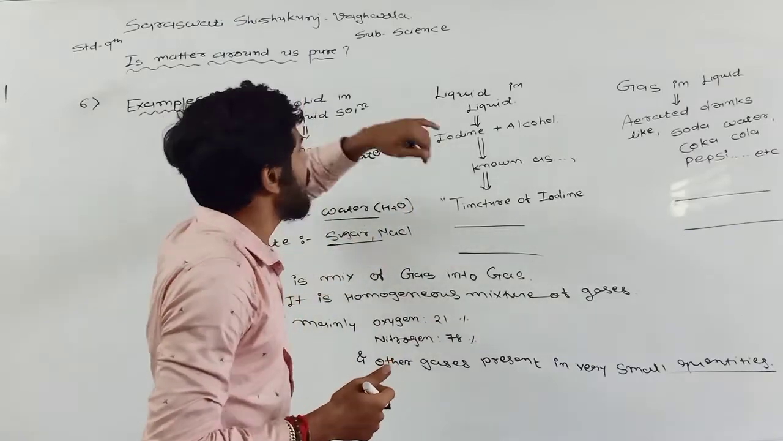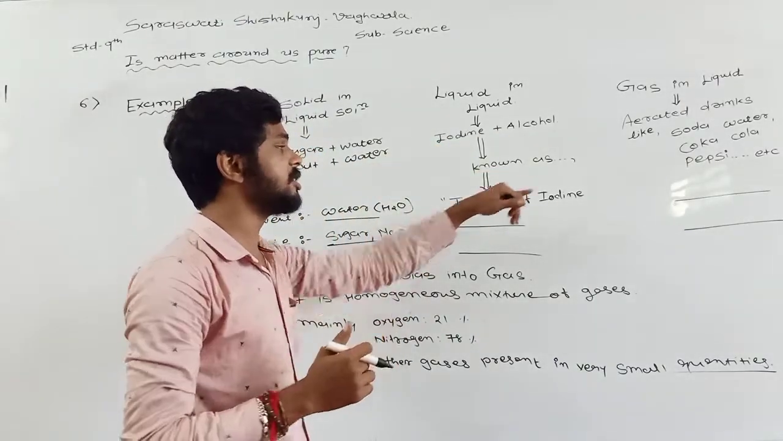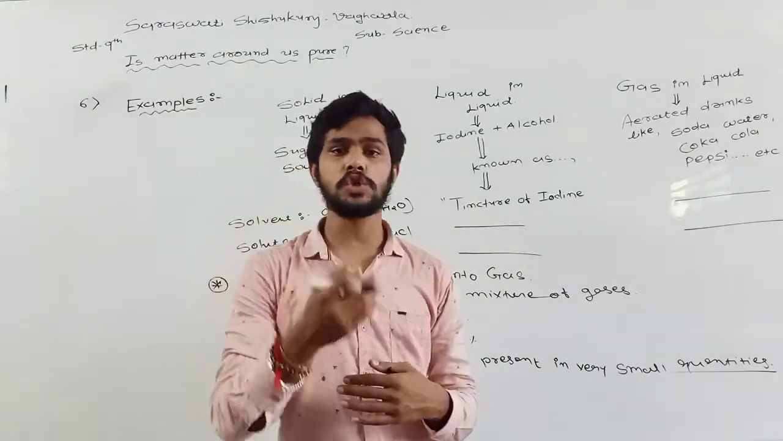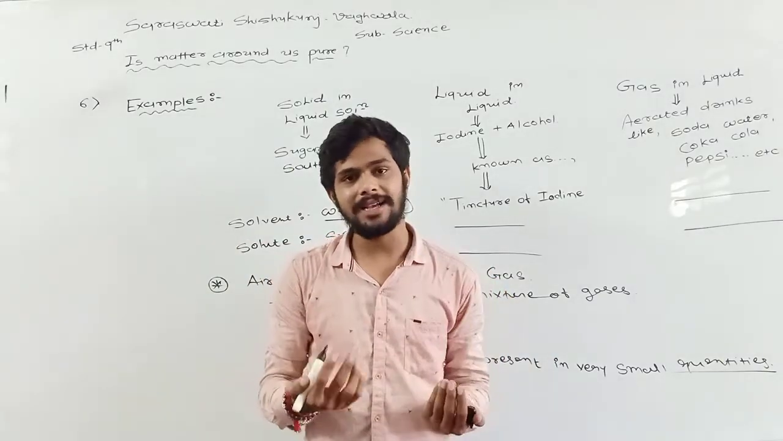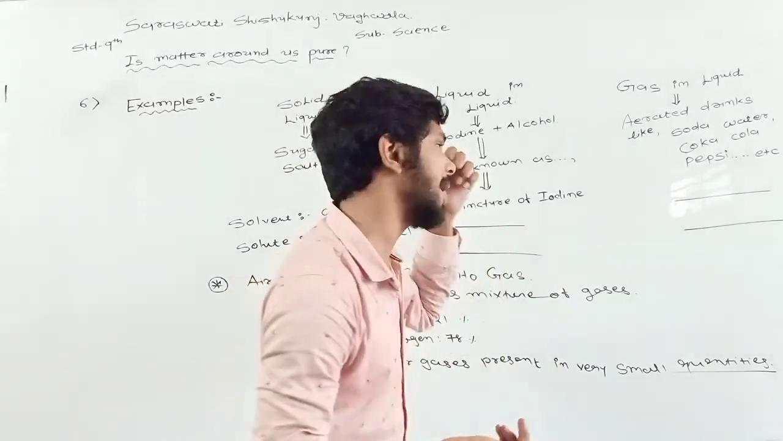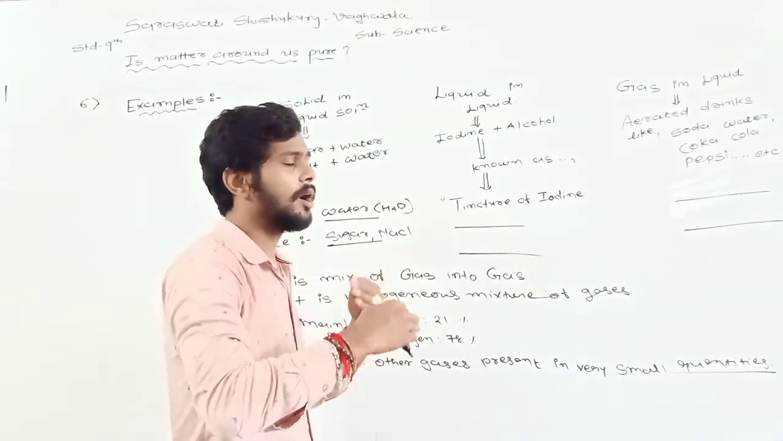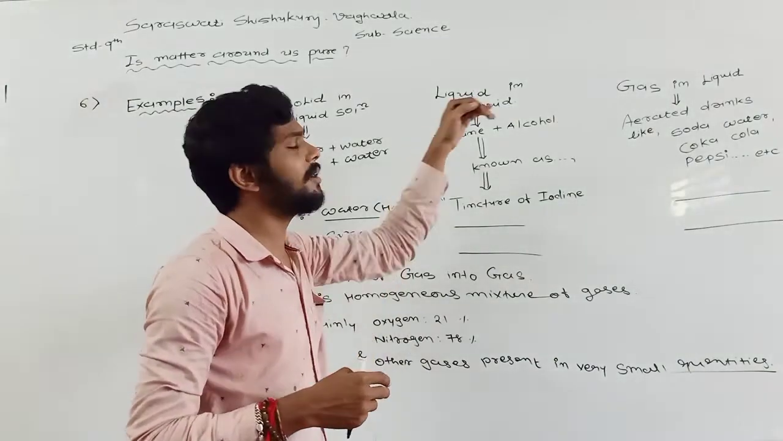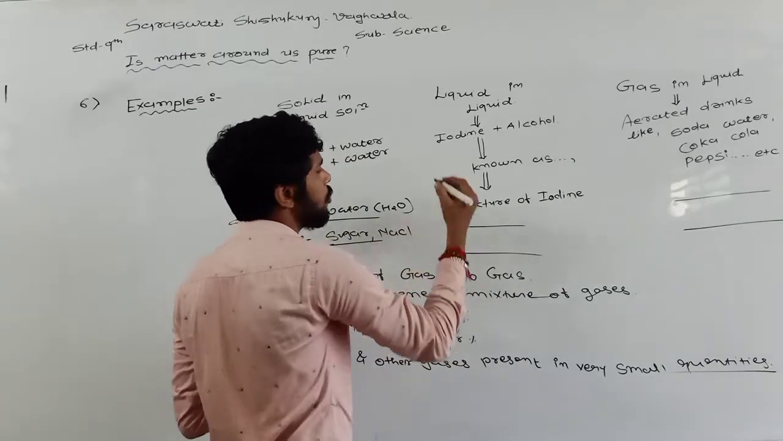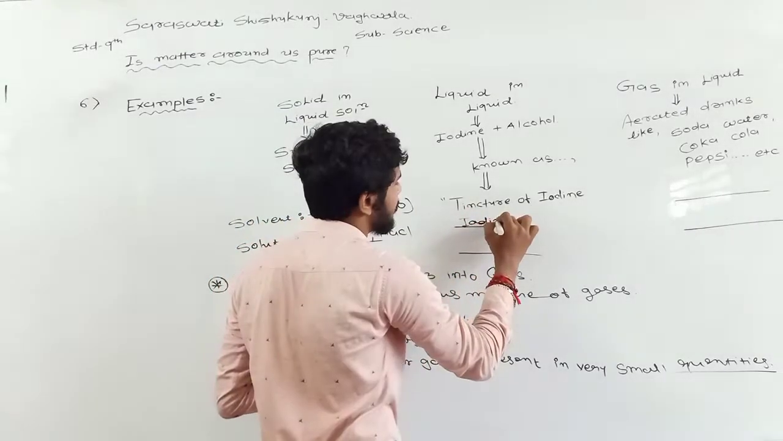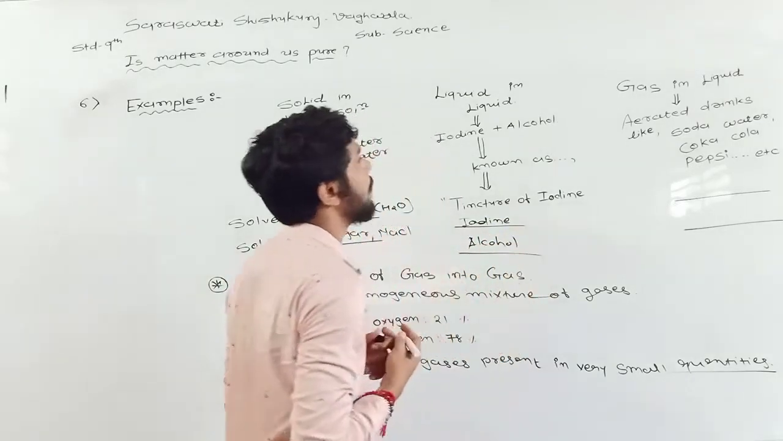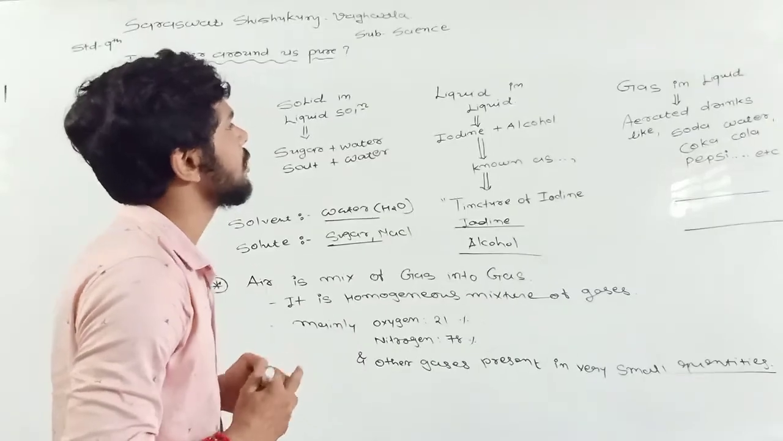But if the iodine is dissolved into alcohol, that is known as the tincture of iodine. It may be asked for 1 mark. So what is the tincture of iodine? When the iodine, which acts as a solute particle, is dissolved into the alcohol, which is the solvent, that kind of solution made up by the iodine and the alcohol is known as the tincture of iodine. In this, what is the solute? The iodine, which is less in amount, while the alcohol is the solvent, which is high in amount. So that is it about the liquid in the liquid solution.